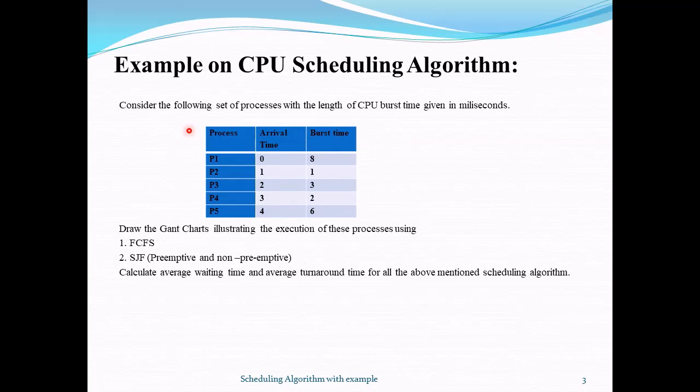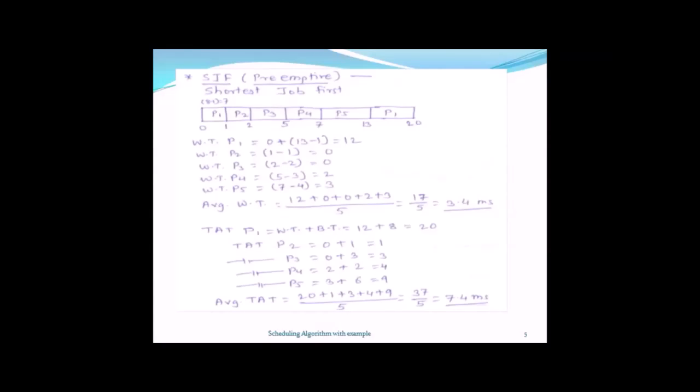With the help of this example we will see how to draw Gantt chart and how to calculate average waiting time and average turnaround time using SJF shortest job first algorithm. Now we'll see the same example with preemptive SJF.